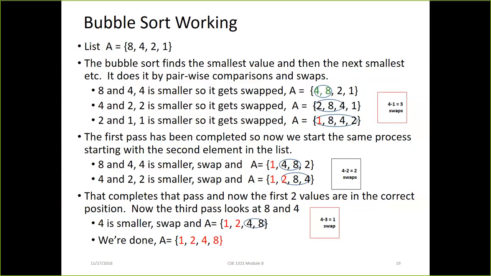So I need to swap, putting 4 here and 8 here. After that I bring in 2 and make my bubble larger. Then I compare 2 and 4. Do I need to swap? Yes, 2 and then 4, and 8 is in place. So at the end of the second iteration, I get 1, then 2, then 8, and then 4. This is my state after the second iteration.